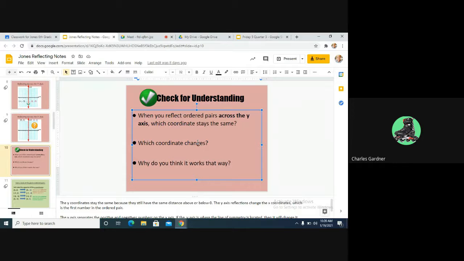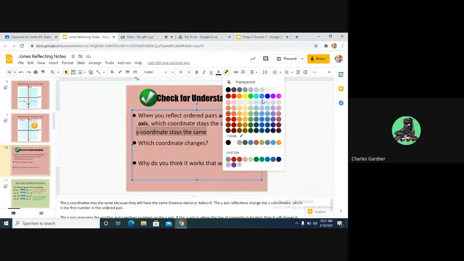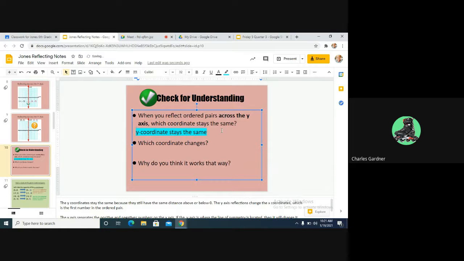Okay, slide number 10 says when you reflect ordered pairs across the y-axis, which coordinate stays the same? The x or the y stays the same? The y stays the same. Y coordinate stays the same. Okay, so the second number in your ordered pair stays the same if you're reflecting across the y-axis. I'll highlight this so it's a little easier to see. Yeah, your y coordinate will stay the same.